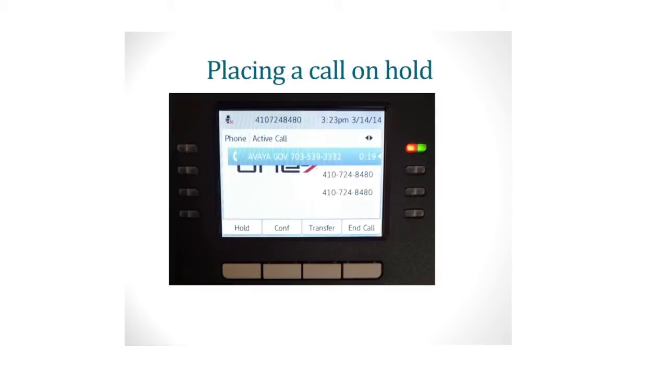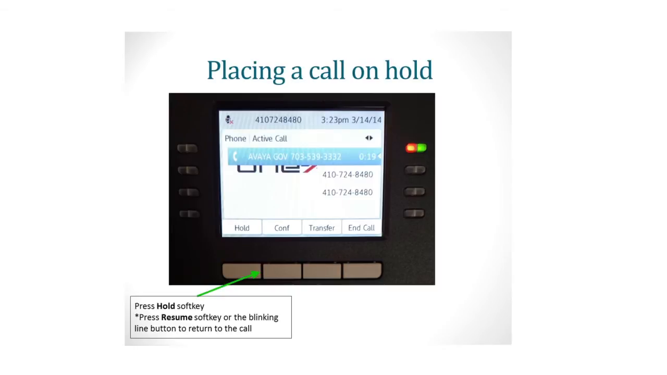If you would like to place a caller on hold, you can do that by simply pressing the Hold soft key. The caller will be placed on hold during that time. The Hold soft key will change into the Resume soft key. You can press that or the blinking line key to resume the conversation. Please note that the caller will hear only silence when they are on hold, and the hold will automatically terminate when one of the callers hangs up.